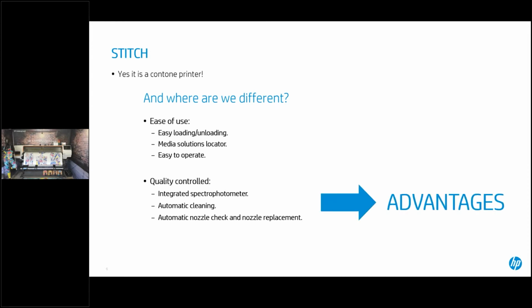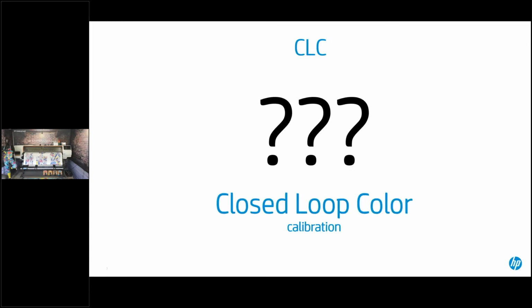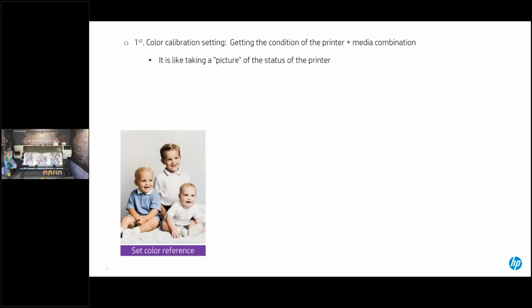So some of the advantages, one that we say a lot at HP: CLC. So what does CLC mean? It means closed loop color or closed loop calibration. When we talk about the linearization or the color setup part, the color calibration setting is getting the condition of the printer and the media combination. It's like taking a picture of the printer.